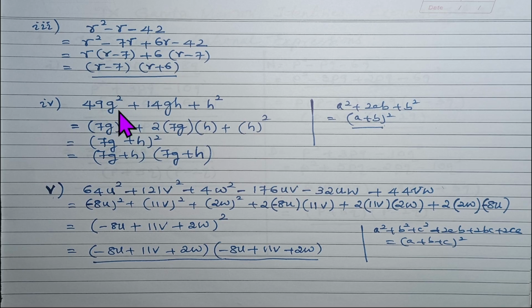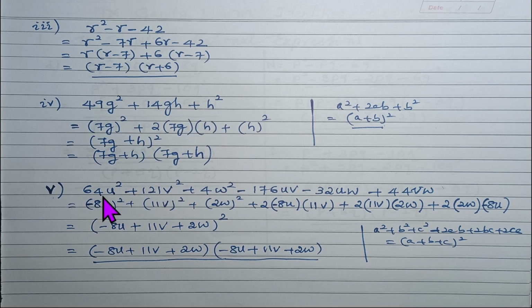Now the next example is 49g square plus 14gh plus h square. Now 49g square is a square term, h square is also a square term, therefore it can be written as (7g) whole square, and this as h square. But the middle term, let us see, plus 2, a is 7g and b is h, 7 twos are 14, 100% correct. So therefore it is a square plus 2ab plus b square form. So I can take a as 7g and h as the b term here. So (a plus b) whole square. So it will be (7g plus h) whole square. So 7g plus h into 7g plus h are the factors of the given trinomial.